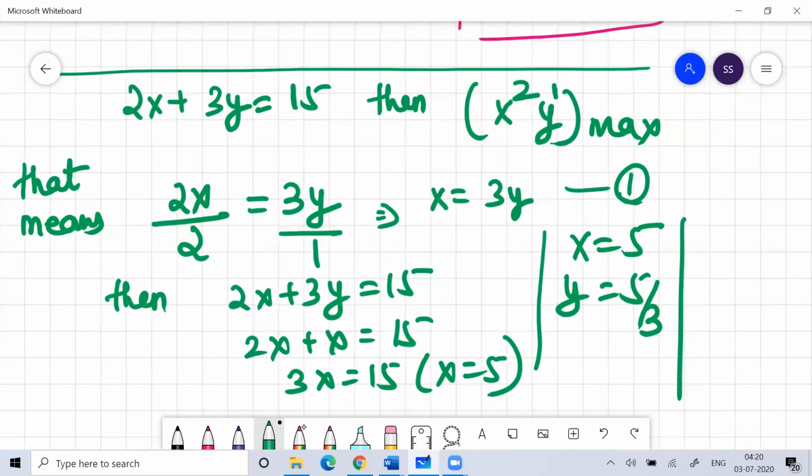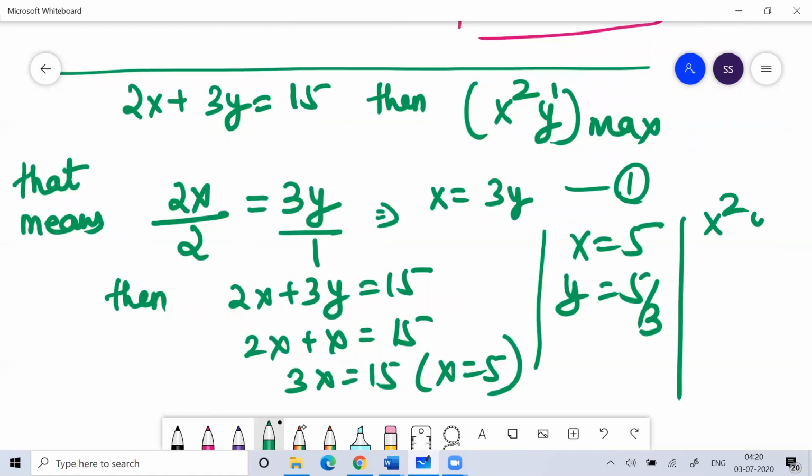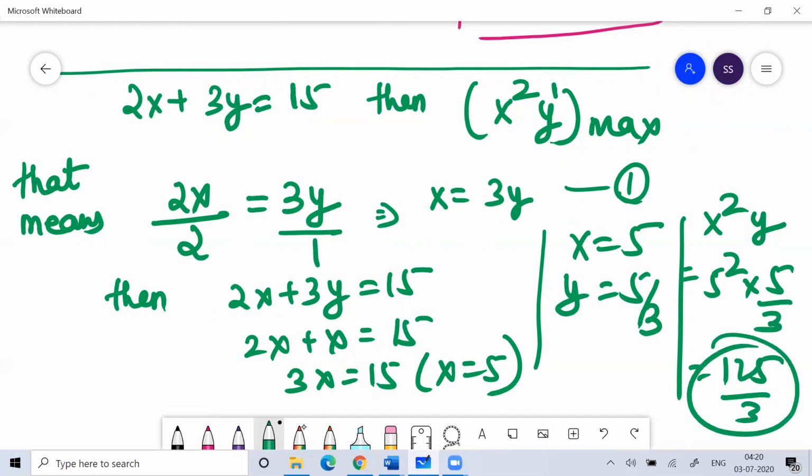And then what is the value of x square y? So x square y is 5 square into 5 by 3. You will get 125 by 3. Same answer. Either way, you will get the same answer. So for the same problem, I told you two approaches of getting the answer. It depends: when you read the problem, you see what form of solving would be convenient for you, and you apply that logic for solving the problem.